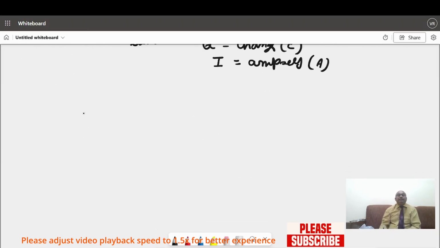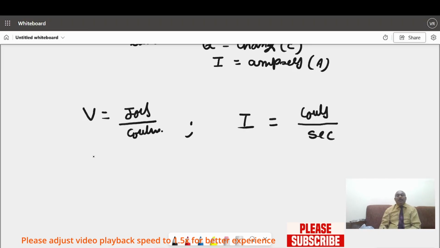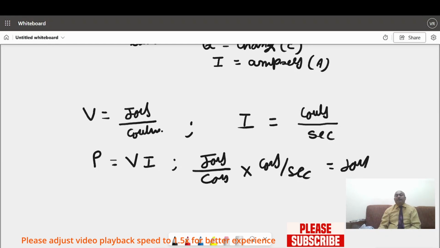So finally, voltage is equal to joules per coulomb. Current I is equal to coulombs per second. The product of voltage and current is power. P is equal to VI. That is joules per coulomb into coulombs per second, equal to joules per second, equal to watts. The unit of power is watts.